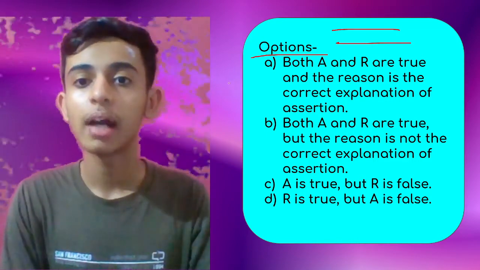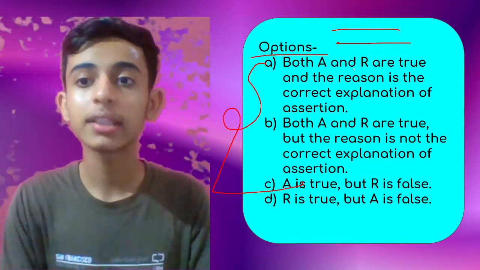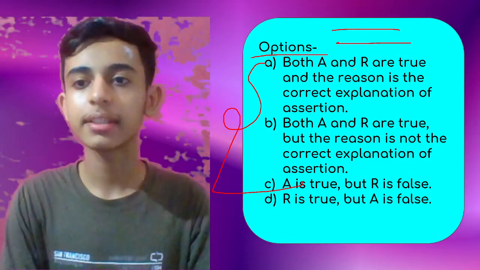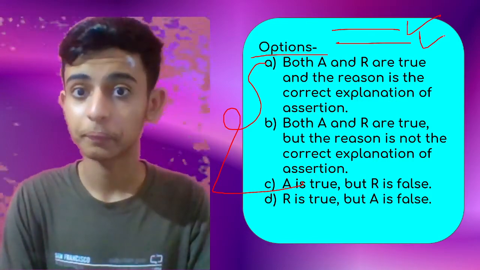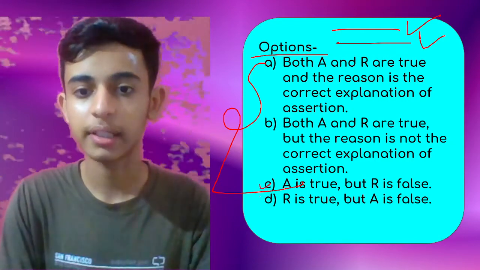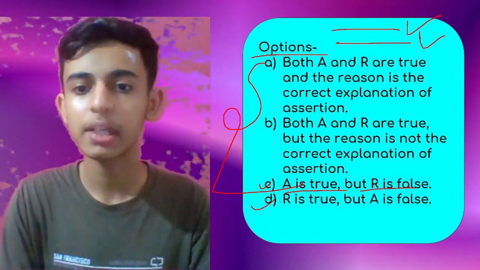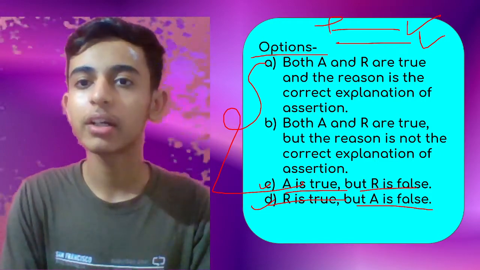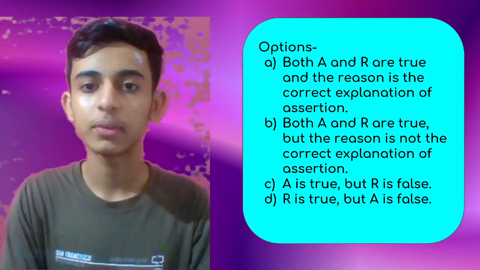Now, what you have to do? Among these four options, you have to select one. First option says both assertion and reason are true and the reason is the correct explanation of assertion. First of all, you have to find out if both the statements are true. If one of them is false, then you will go to either C or D. Suppose if assertion is true, reason is false, then you will select C option. If reason is true but assertion is false, you will select D option. But what if both statements are true? Then you will go to A and B, which is the most confusing part.